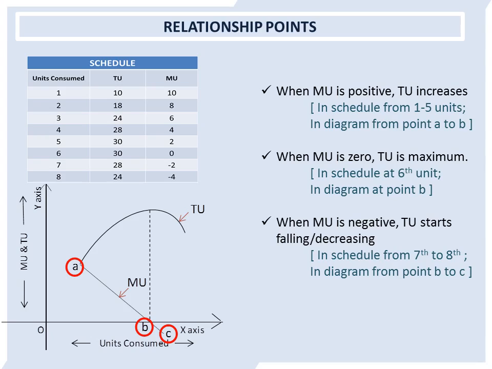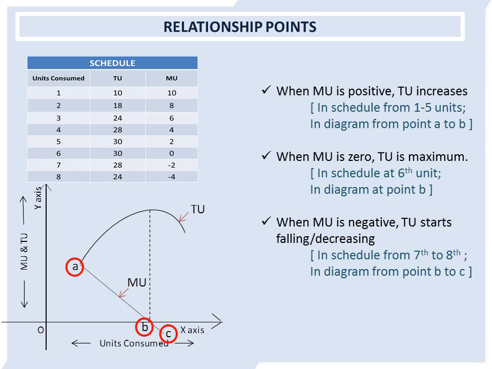Now you have to plot this into the diagram. On the diagram, can you see on the x-axis we have units consumed and on the y-axis we have MU and TU. So you have got the TU curve and MU curve, and as you can see at point B, when TU is maximum, MU gets 0 by touching the x-axis. Same thing we have to explain through relationship points.